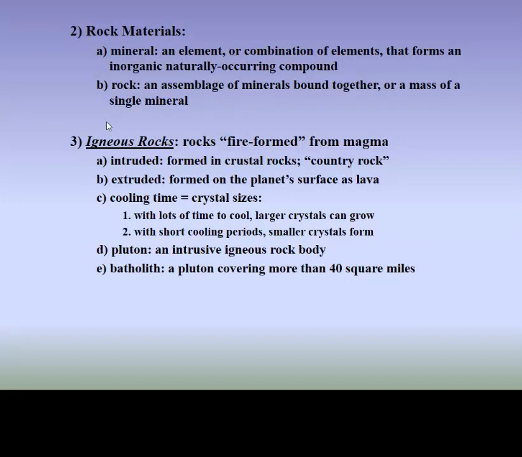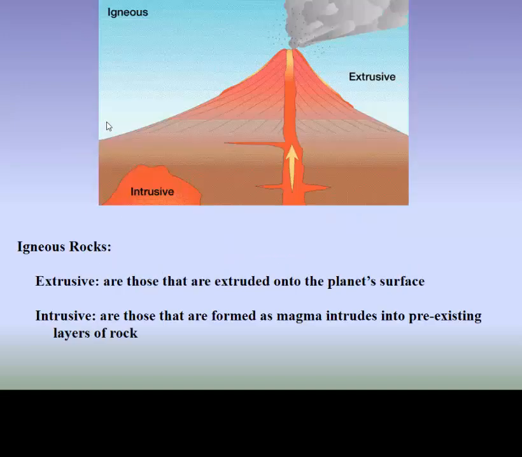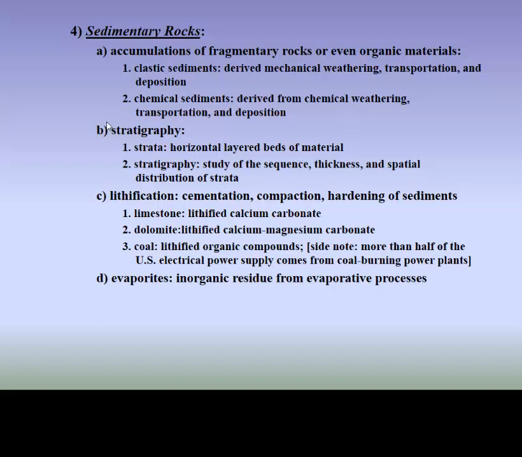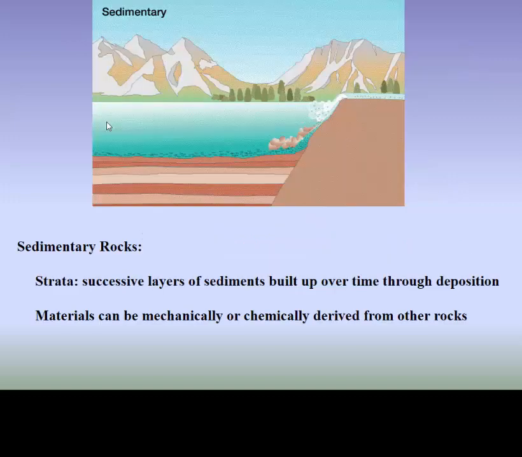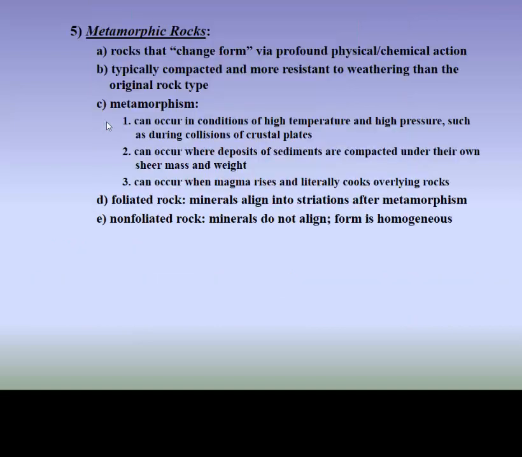We have igneous rocks, which are fire formed from magma, and eventually lava. Some of these igneous rocks are formed from volcanoes, or in other cases what we call spreading centers. We have sedimentary rocks, which are laid down in layers, so strata, these horizontal layers of material. Stratigraphy is the study of the sequence, thickness, and spatial distribution of these strata. And you can see examples of this, and metamorphic rocks, rocks that have undergone some type of change.